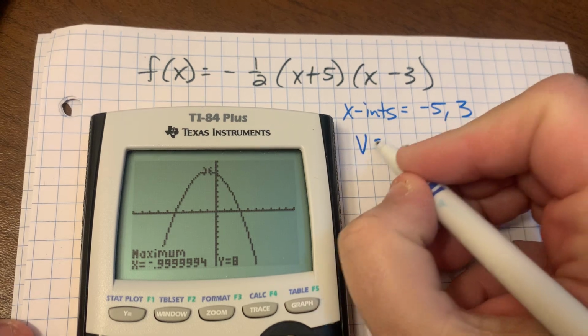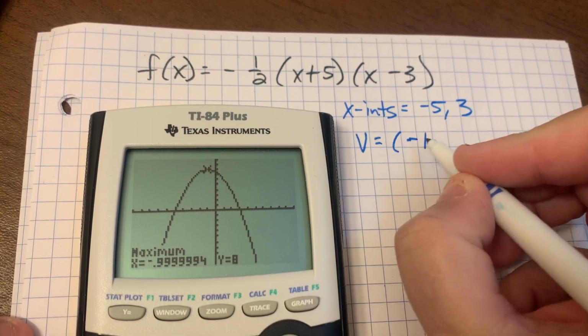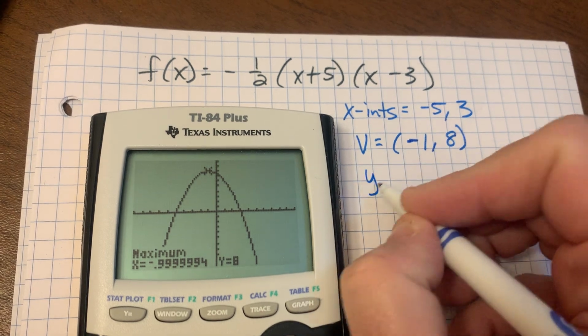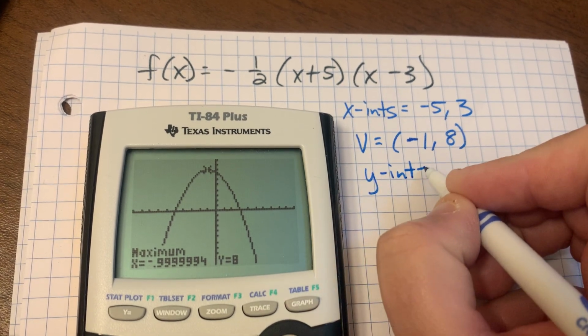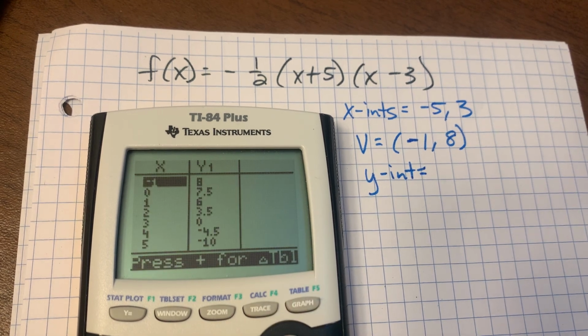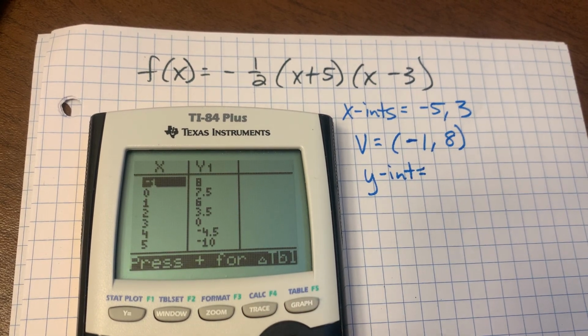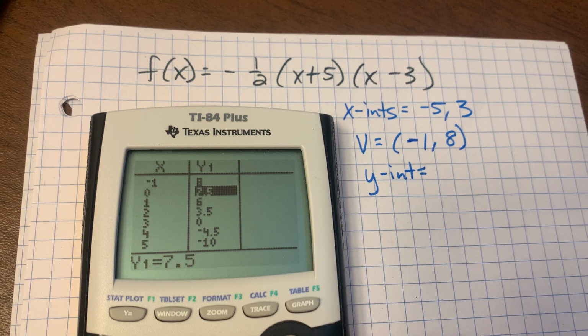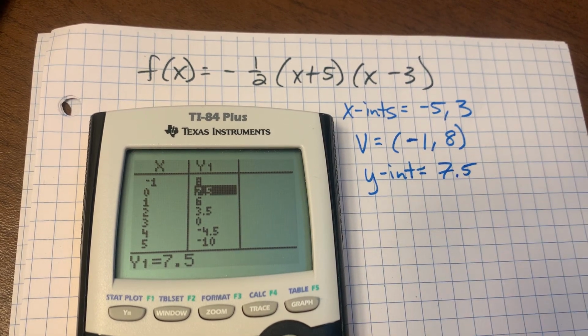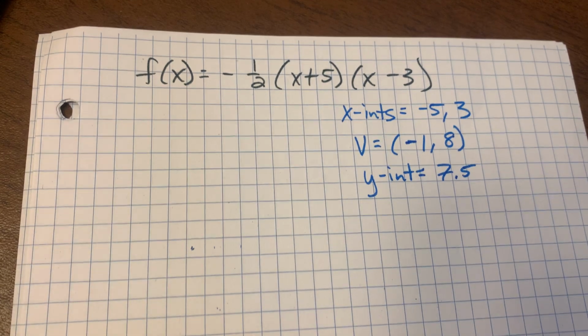Let me write that down real quick. -1, 8. The other point that's going to be important for us is the y-intercept. I can go into the table, second graph, look for where x is 0, and note that the y-intercept is 7.5. Okay, we have all of the information we need to get a good sketch of this.